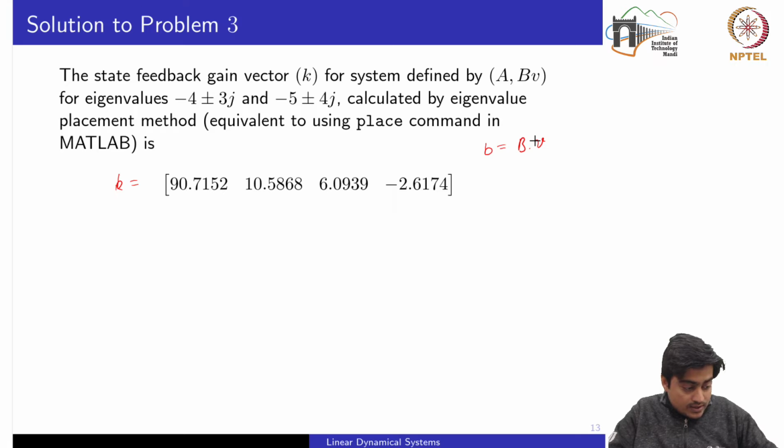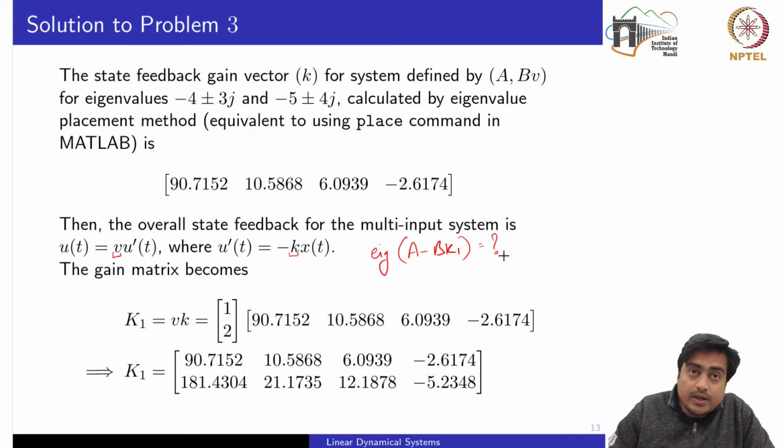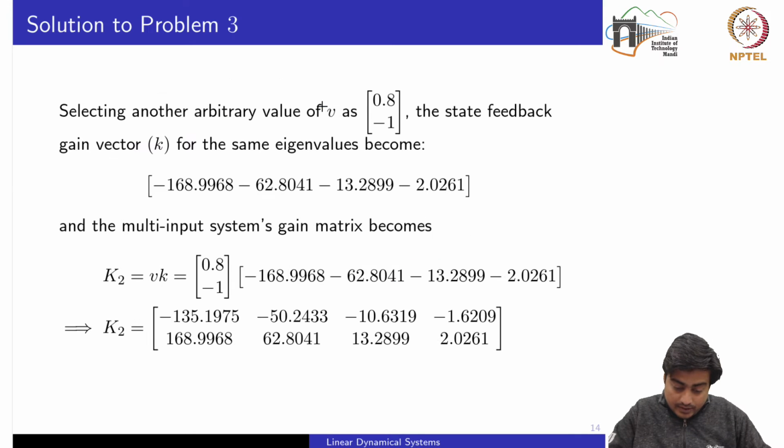But we want to synthesize the K for the original system, and we can do this by computing the original control input signal U as V times U dash, where U dash is now minus K times X. So now we compute this K1, which would be the multiplication of this V column vector and this K row vector, giving the K1 matrix. Now you can also compute the eigenvalues of this matrix by plugging this K1 matrix here. You would see that all the eigenvalues are located at these 4 locations.